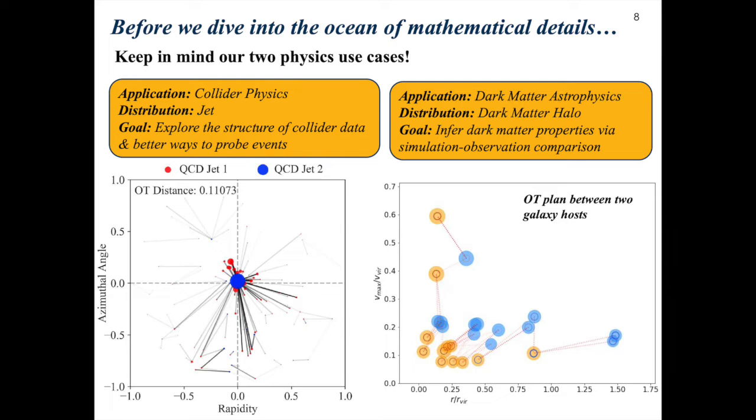In the collider physics case, the distribution we'll study is a jet. And the goal is to explore the space of the collider events and find a better way to examine the LHC events. In the dark matter study, the distribution of interest is a satellite galaxy in a dark matter host halo. And our aim is to infer the dark matter properties via a principled comparison between simulation and observation.